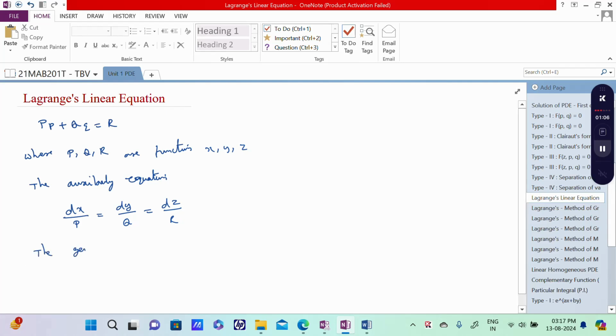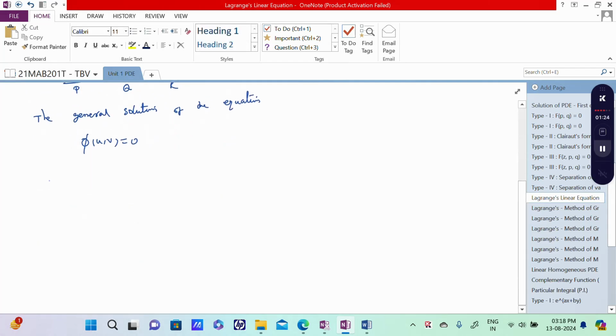The general solution of the auxiliary equation is phi of u, v equal to 0, where phi is an arbitrary function, and u, which depends on the variables x, y, z, equals some constant a, and v of x, y, z equals b, are independent solutions of the simultaneous differential equation.